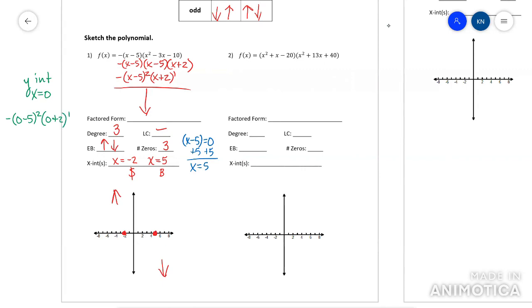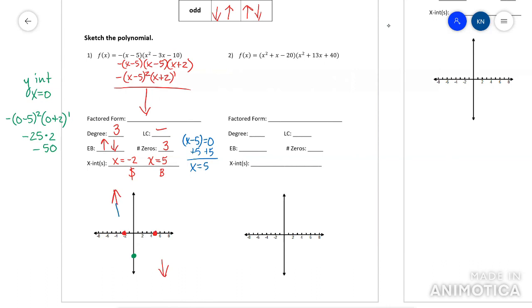And I would solve this out. So this would be negative 25 times 2, so negative 50. So I know I'm going to have a y-intercept down here at negative 50. That's just another dot you can use to help you draw this line. So now I'm just going to connect the dots and pay attention to bounces or straight throughs.